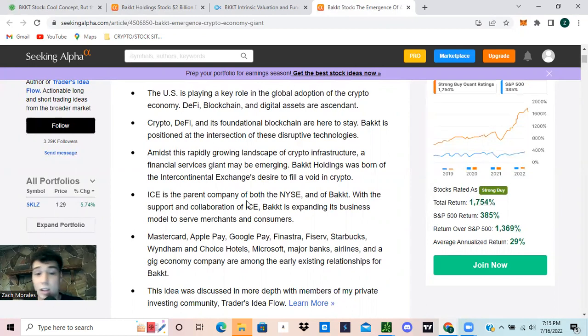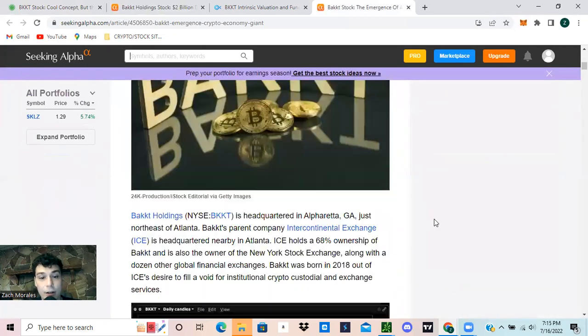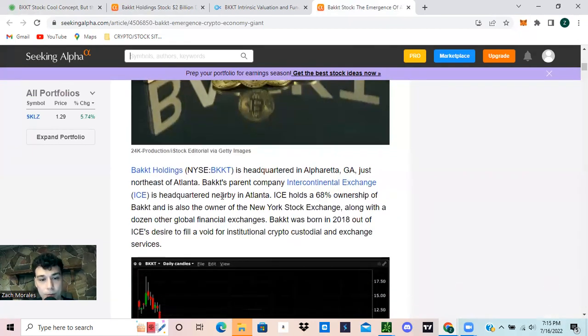So if you think that the people who own the New York Stock Exchange are smart and kind of know what they're doing, well, I believe they own about 68% of Bakkt. All right, BKKT Holdings. So that's just something else to consider, and something a little bit more bullish. Look, their parent company is the Intercontinental Exchange. It holds a 68% ownership of Bakkt and is also owner of the New York Stock Exchange.